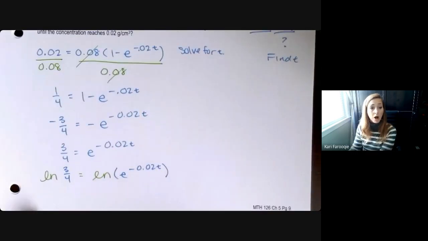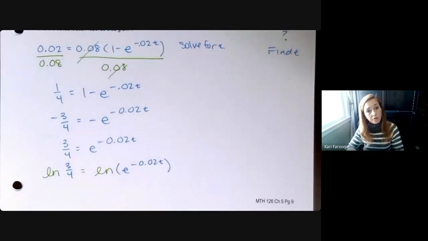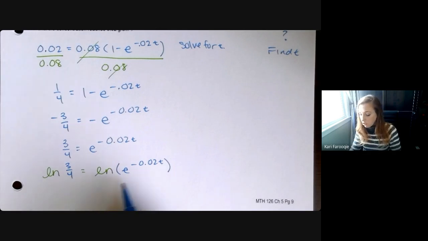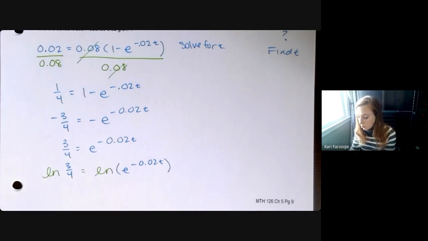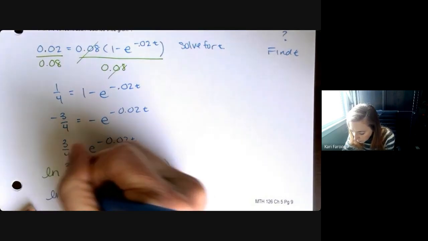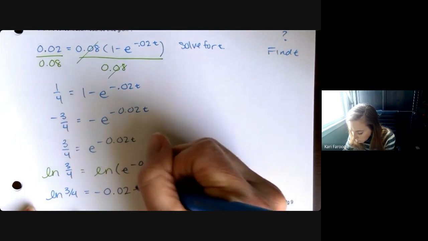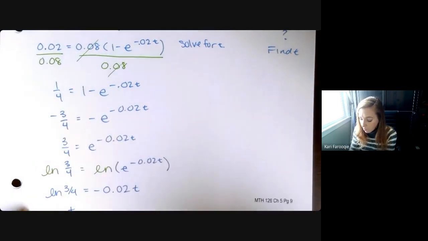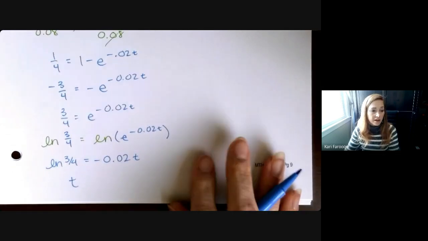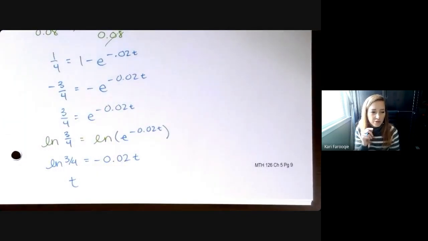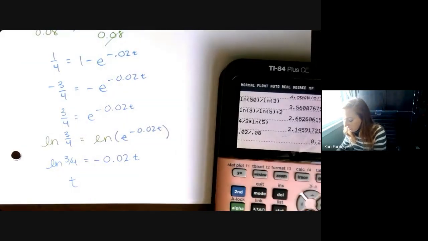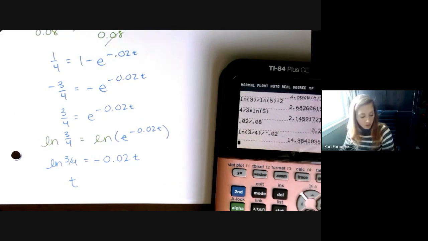And then we're going to use that property that says that natural log of e to the x is x, because the natural log is undoing the exponential expression. So now I can say that I have the natural log of 3/4 is equal to negative 0.02t. Now I can solve for t by dividing both sides by negative 0.02. So I'm going to take the natural log of 3/4 and divide it by negative 0.02. And I'm going to get a value for time.